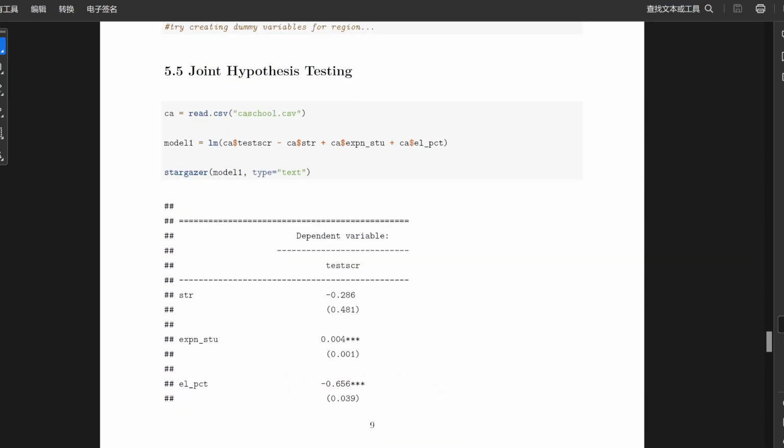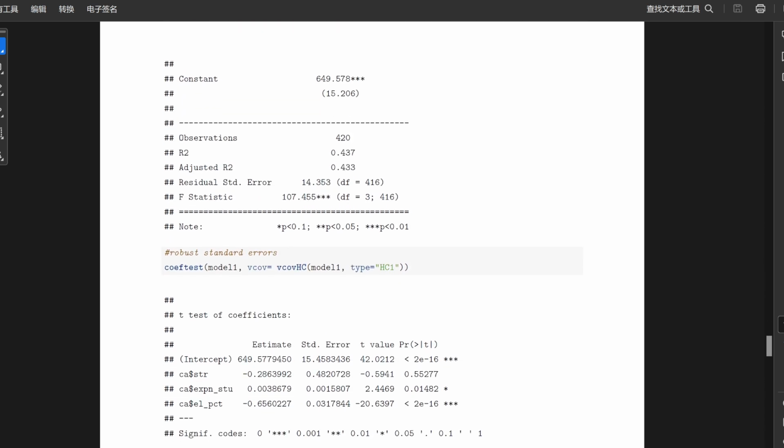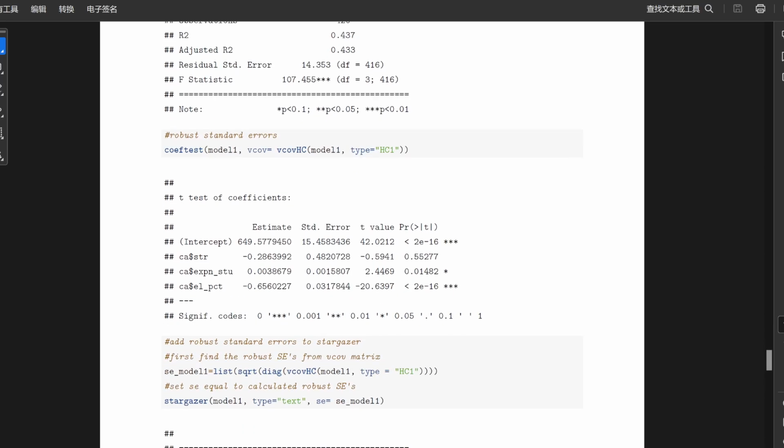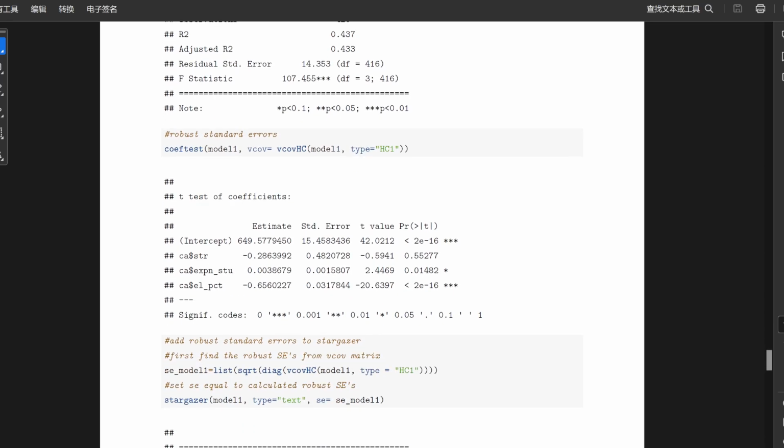If you have a high percentage of English learners, you should have a lower score. If you have a large class size, you should have a low score. If you have a high expenditure per student, you should have a higher score. So the coefficients make sense. And we can get the robust standard errors using coeftest. The code is here. And then you can add the robust standard errors to Stargazer by doing it this way.